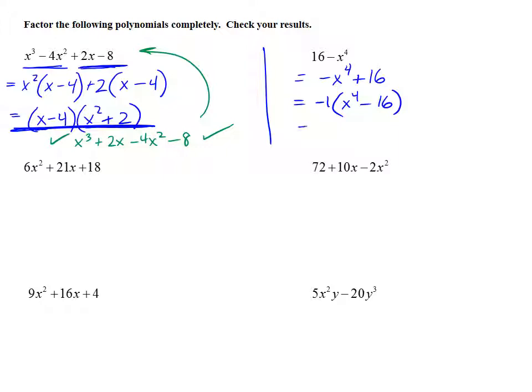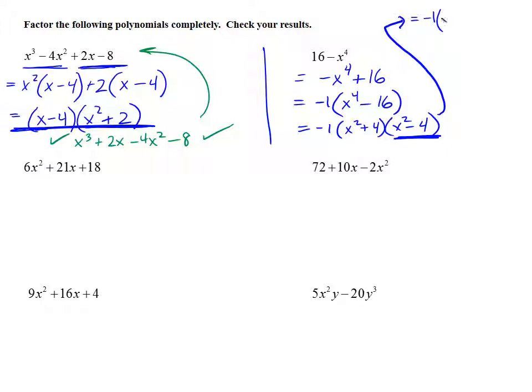X to the 4th is a difference of squares because it's x squared times x squared. 16 is 4 and 4. Make sure you have 1 of each sign. And then we can do one more thing. I'm running out of room here, so I'm going to come up here. This last binomial is also a difference of squares, so I can go a step further.